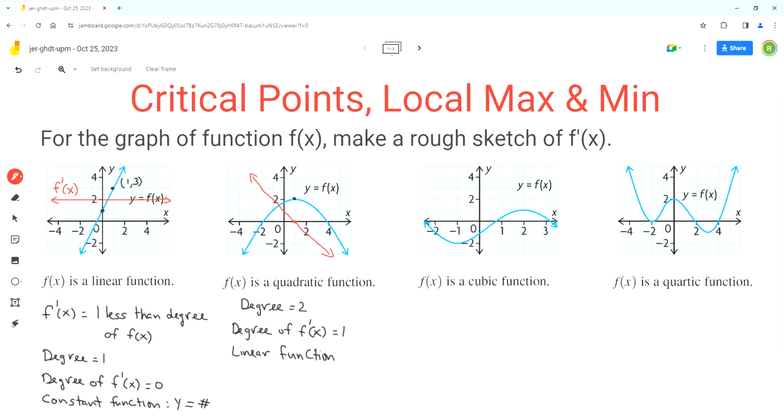Now we can analyze the third function, which is a cubic function. For a cubic function, we know that the degree is equal to 3. So the degree of f prime of x should be equal to 2, 1 less than 3. So that means f prime of x is a quadratic function.